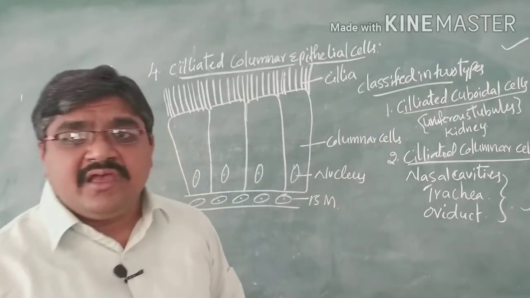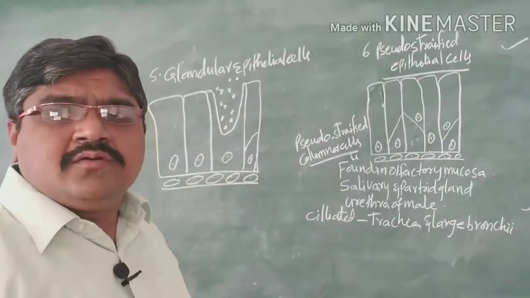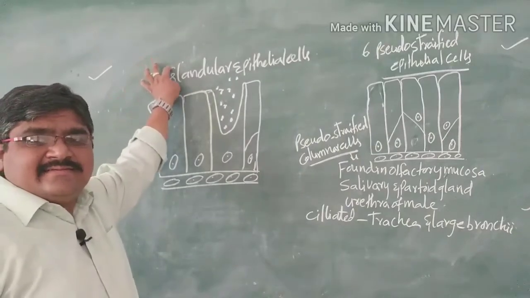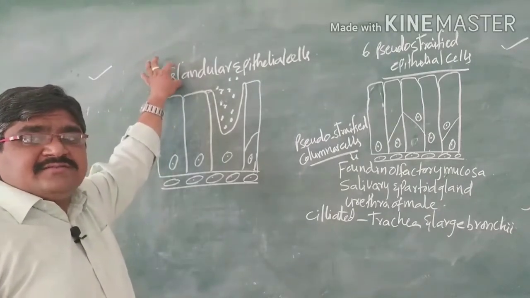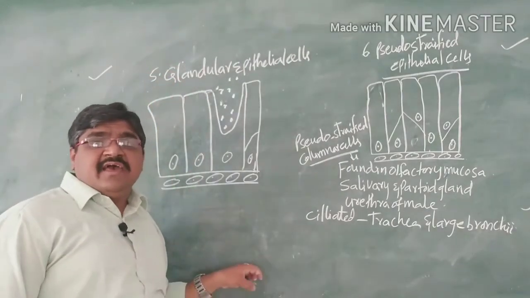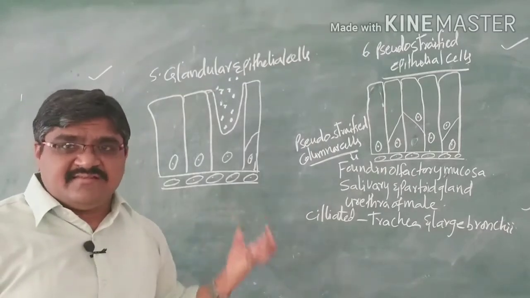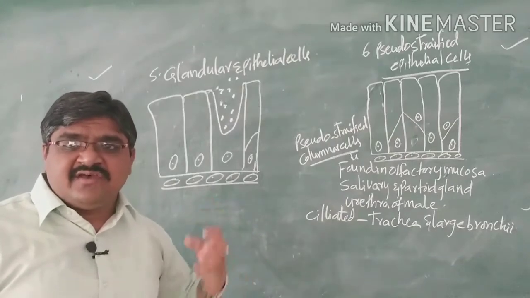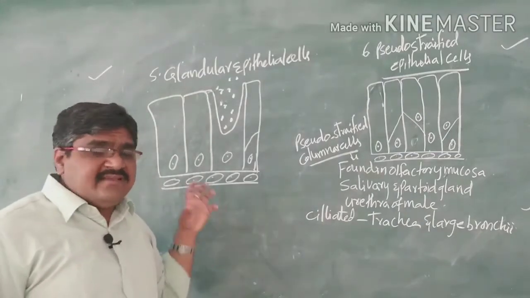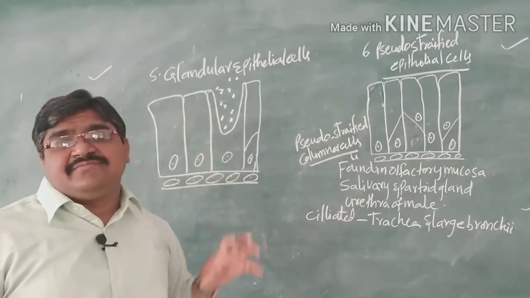Next, coming to the glandular and epithelial cells. What are glandular epithelial cells? These are the cuboidal as well as the columnar epithelial cells, which are helpful for the secretion of substances like enzymes, mucus and hormones. These are specialized cells that are helpful for the secretion of substances.